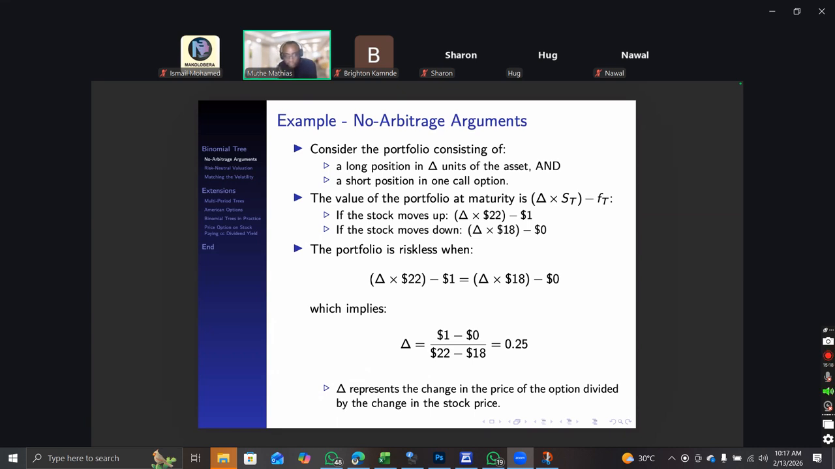So the first scenario is this one here. At the maturity the price can go up. We made the assumption that if the price goes up, let's say it goes up to 22. So for the value of my portfolio, I have to multiply by 22, it will be simply delta multiplied by 22 and then subtract 1. So that will be the value of my portfolio at the maturity if the up scenario occurs.